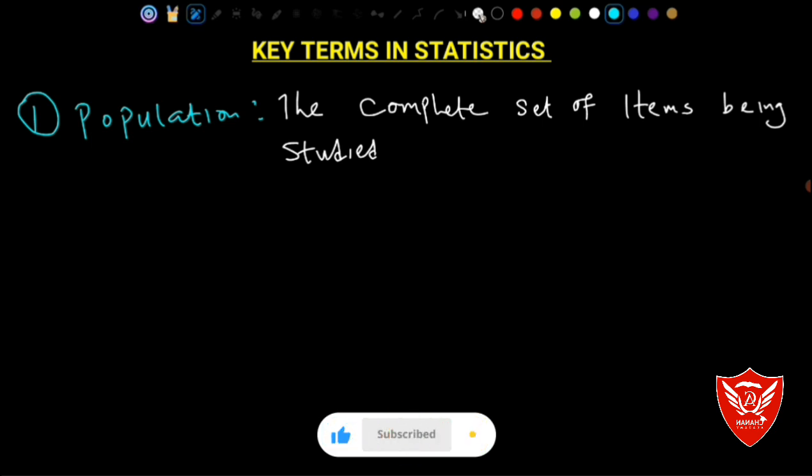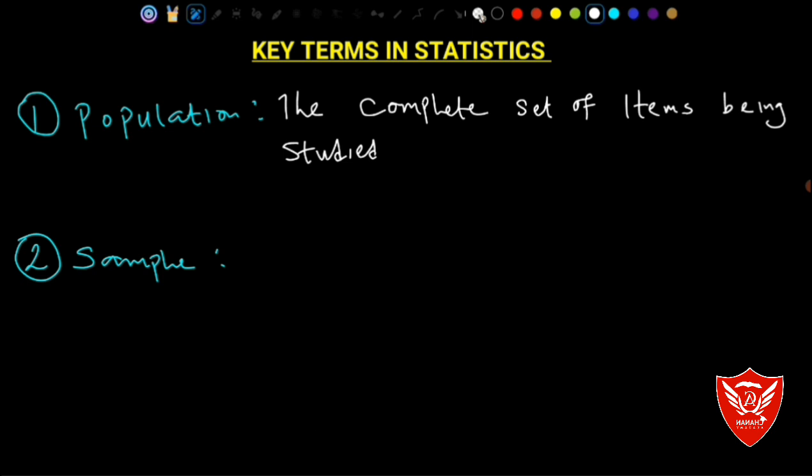All right, so let's check the next one. The next we're going to talk about is the sample. Now, the sample is a smaller group selected from a population.